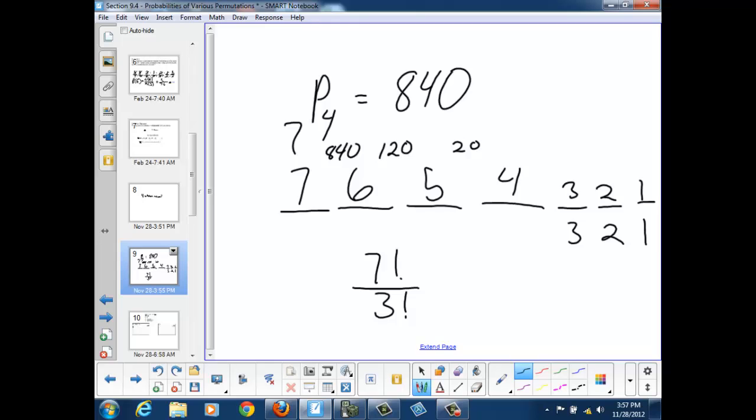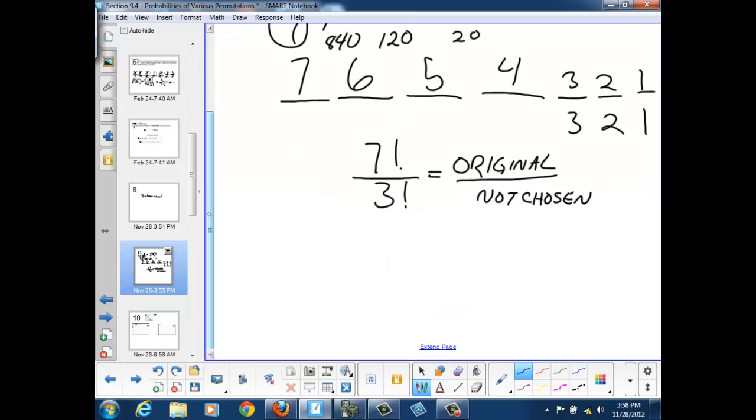Well, the 7 factorial, the 7 comes from the number of items in my original set. The 3 factorial is the items that I'm not choosing out of the 7. So that 3 factorial, here's my original set as the numerator, and my denominator is the not chosen portion of my set.